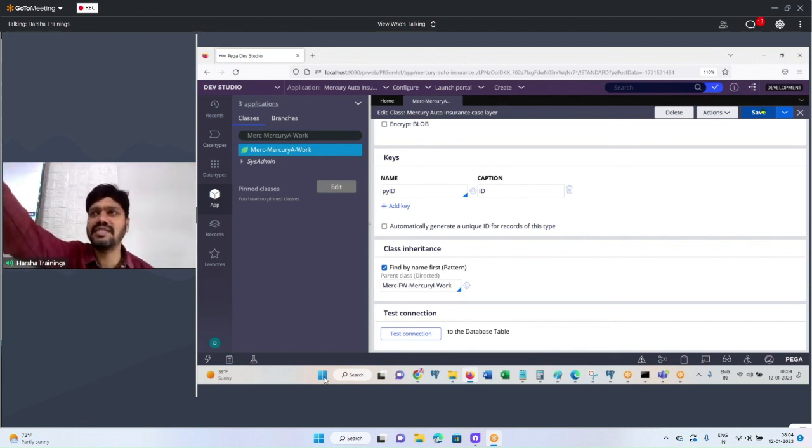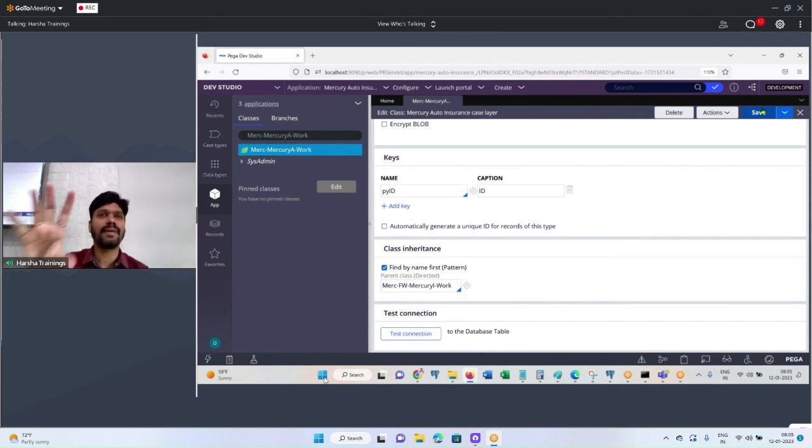A is a different application's class. This current application I am creating is B. Can I create A-B? I cannot. That is not possible. If you create A-B in this application, it will not even allow you. Only the same application's classes can be accessed by using pattern inheritance. Other application classes can be accessed by using direct inheritance.